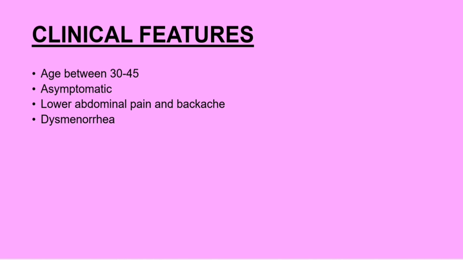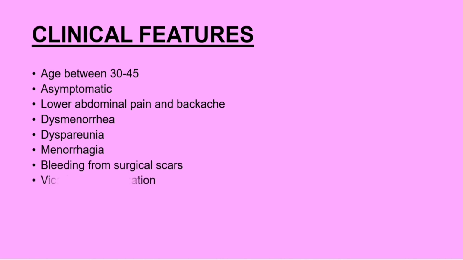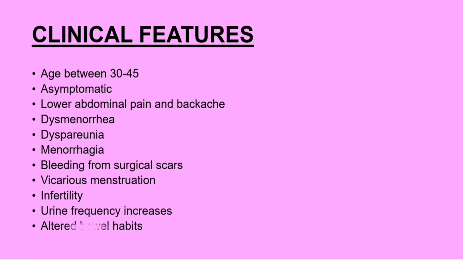It is seen in age between 30 to 45. It can be asymptomatic. There will be lower abdominal pain and backache. There will be dysmenorrhea, means painful menses, dyspareunia, that is painful intercourse, menorrhagia, bleeding from surgical scars, vicarious menstruation, that is bleeding from sites other than uterus, infertility, urine frequency increases, and altered bowel habits.